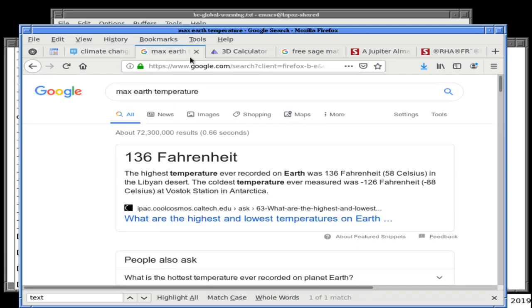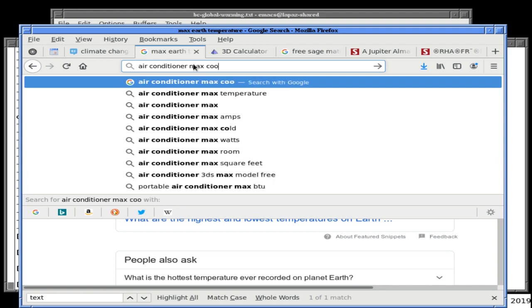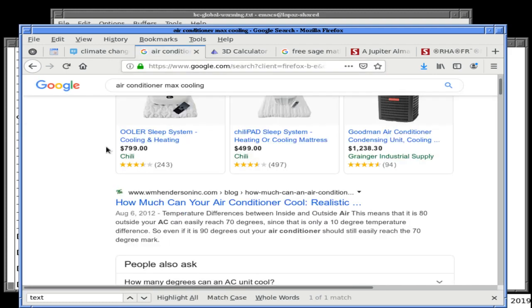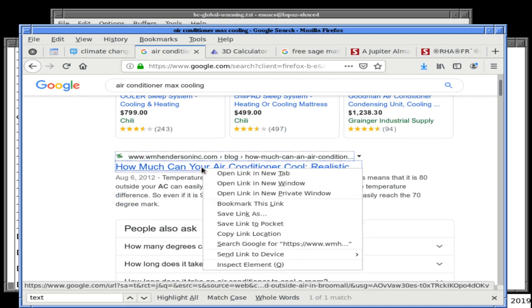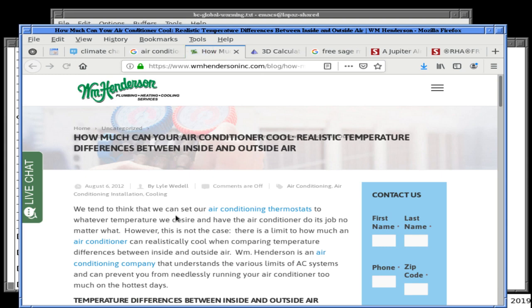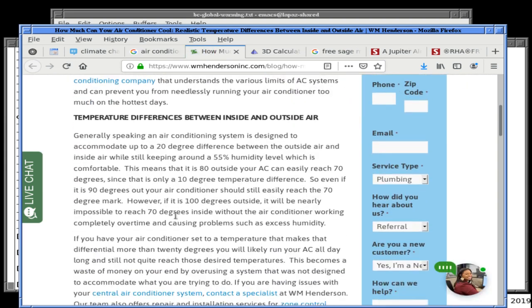So let's go ahead and look at air conditioner max cooling. And we'll go ahead and look at, there's several... How much is realistic? We tend to think of... And there's a nice little chat here.